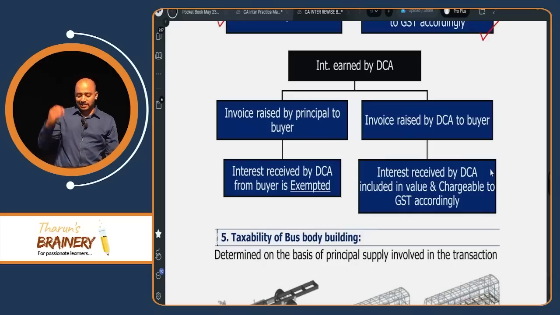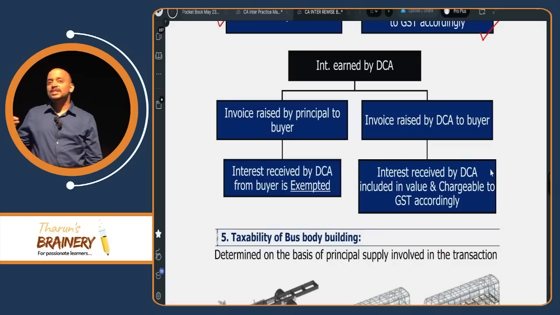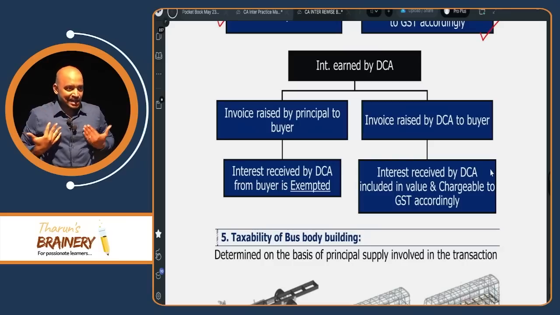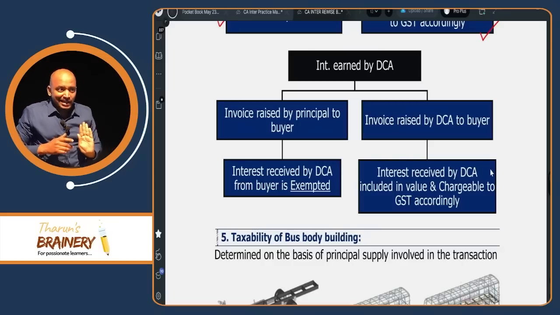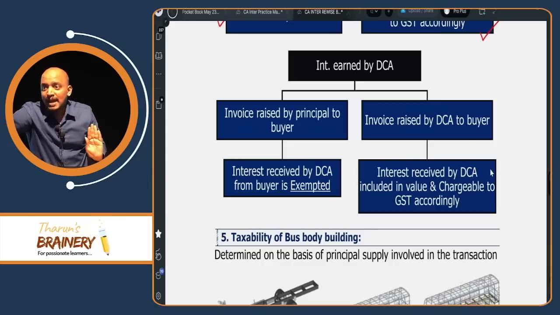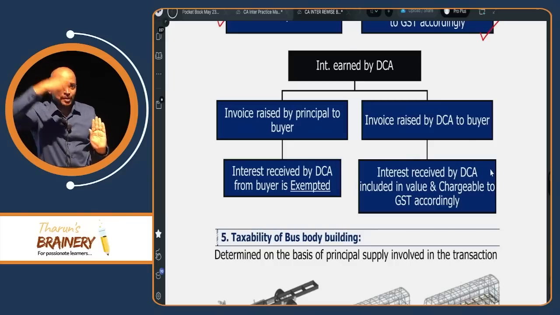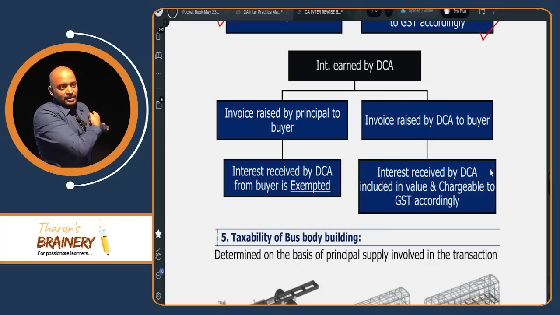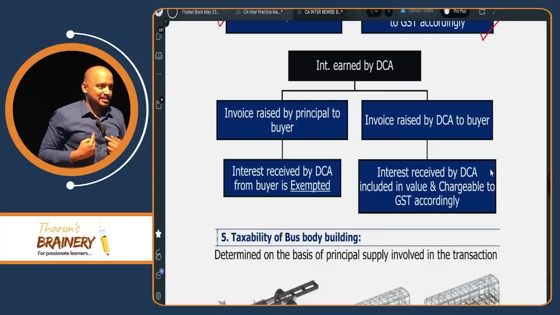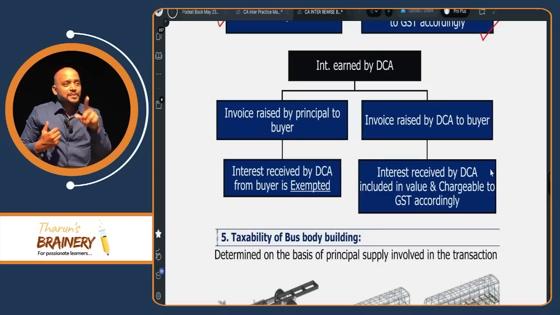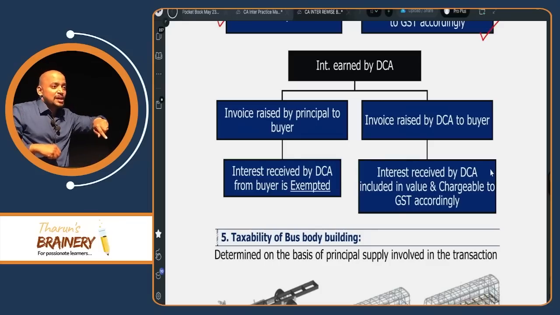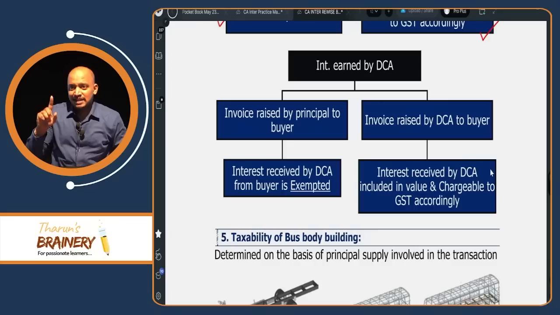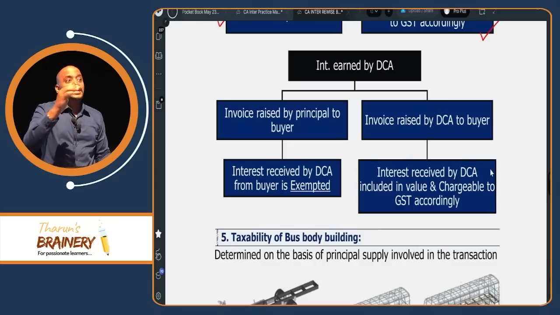Now, a del credere agent will receive some interest from the buyer. Now concentrate. You are my buyers. I am a del credere agent. I have one principal. The principal will send the goods to me and I will sell the goods to you, and even though I am not receiving money from you, I will pay my principal first. So then I will be called a del credere agent. But what will a normal agent do? A normal agent will receive the money from the buyer, deduct his commission and then send the money to the principal.